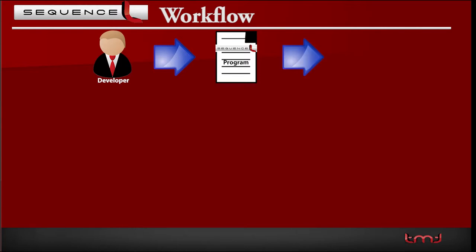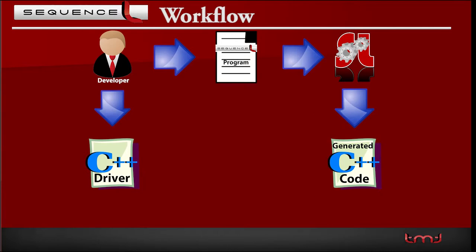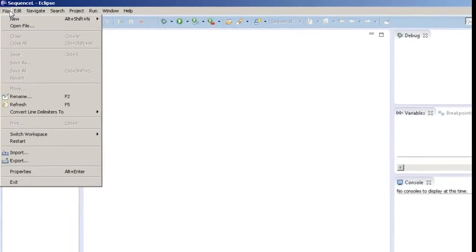That code is then compiled using the SequenceL compiler into parallel C++ code. The developer then writes a C++ driver which handles the input and output for the application. Finally, the C++ driver and compiled SequenceL code are linked using a C++ compiler into the final executable. So the two key parts of a SequenceL application are the SequenceL code and the C++ driver code. So let's go ahead and get started.